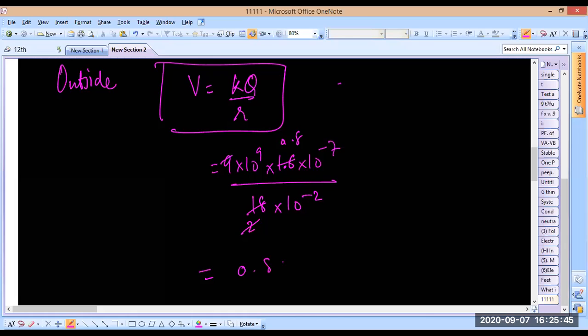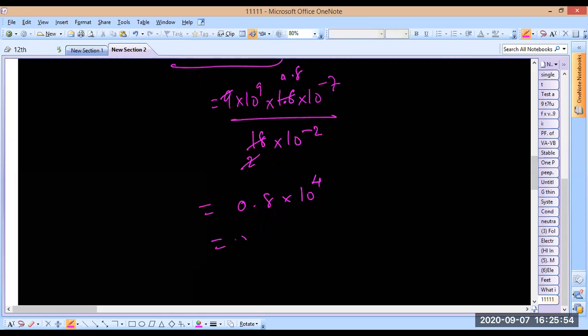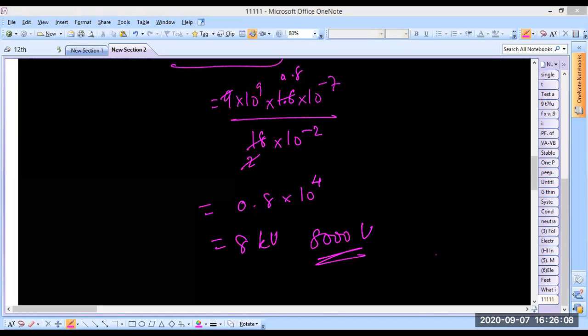So 0.8 into 10 raised to... 10 raised to what? 4, correct? So that is 8 kilovolt or 8,000. All right. Okay, so that's it. Fine. Correct answer. Don't forget to write volt in the exam. So that's it for this question.